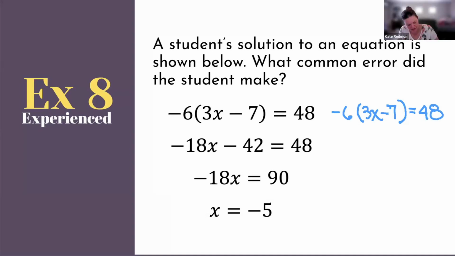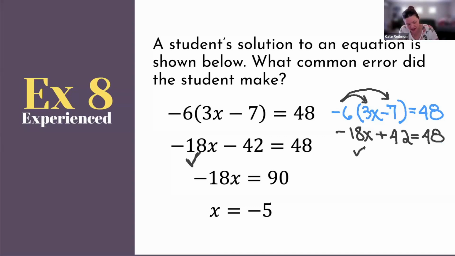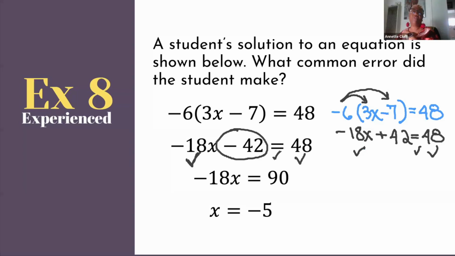Good. Now take a look over at their work. They have negative 18x. I like that. Let's keep going. What is negative 6 times negative 7? Positive 42. Brilliant. Or plus 42. And right away, I can see the common error that this student made. It was definitely during their distribution, wasn't it? They got a negative 18x. I got a negative 18x. I have an equals 48 and they have an equals 48. But they have a negative 42. So what common error did this student make? They just made a sign error when distributing.